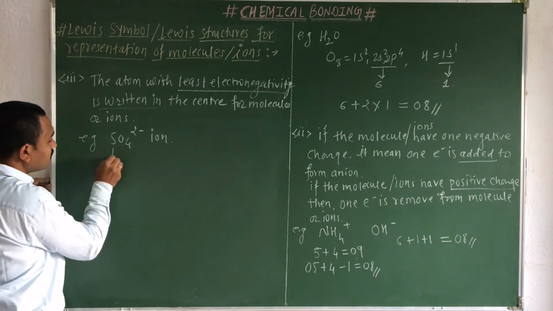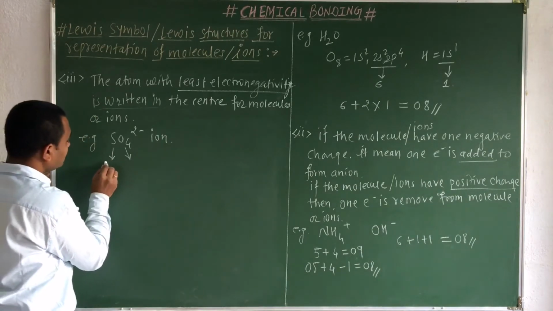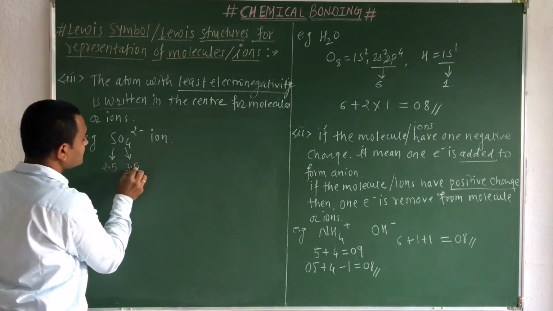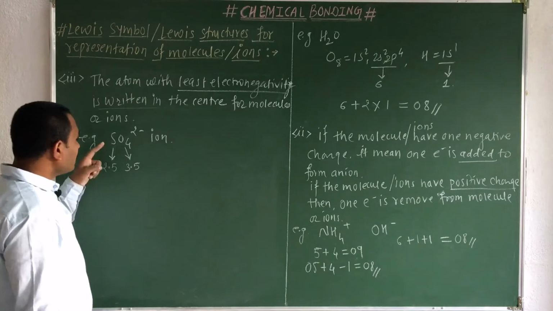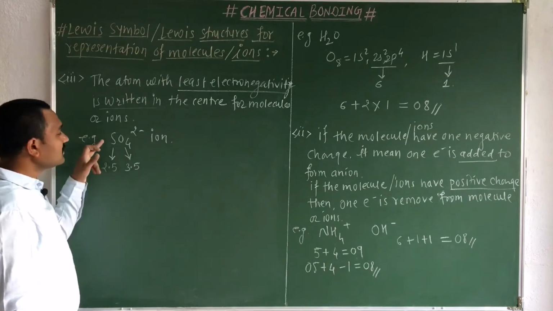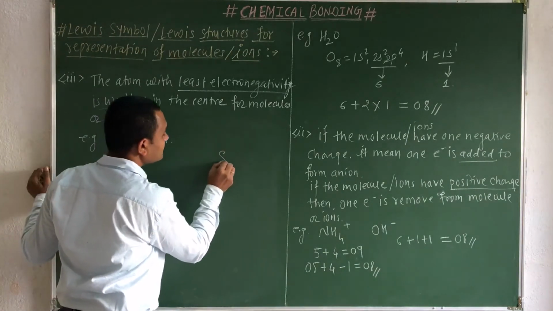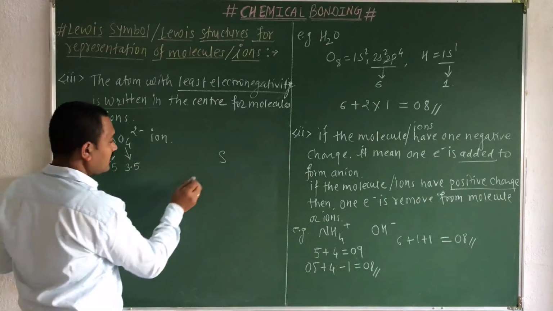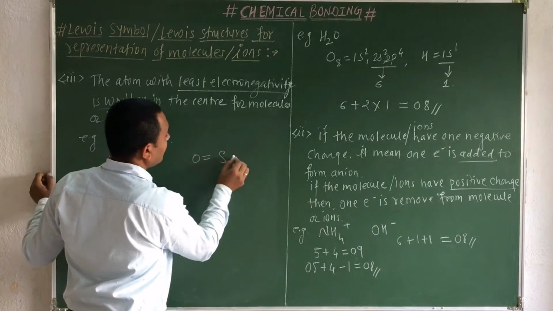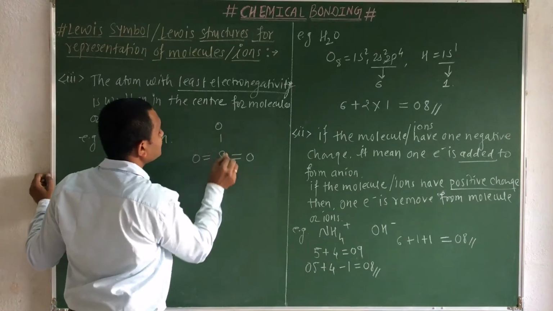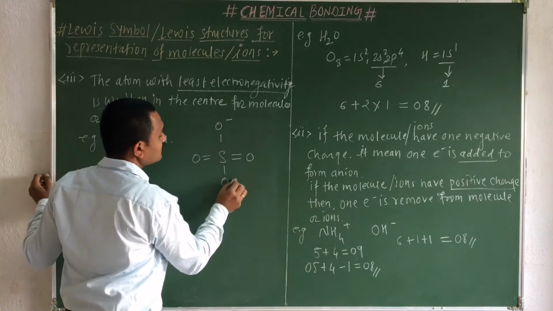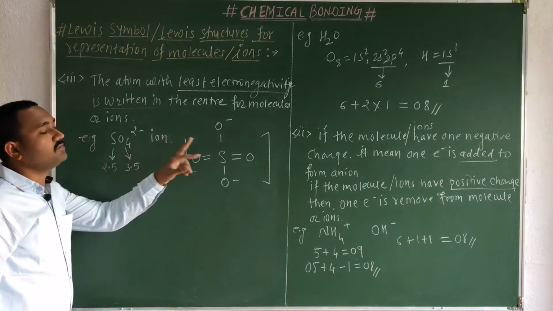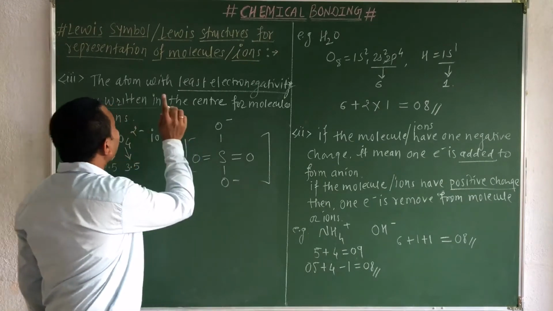You know that the electronegativity of sulfur is actually 2.5, while the electronegativity of oxygen is 3.5. Which is the least electronegative element? That is sulfur. So here it says that sulfur should be written at the center, and it will be surrounded by the 4 oxygen atoms. So this is generally the structure of the SO4 2- ion. So this is our point number 3.